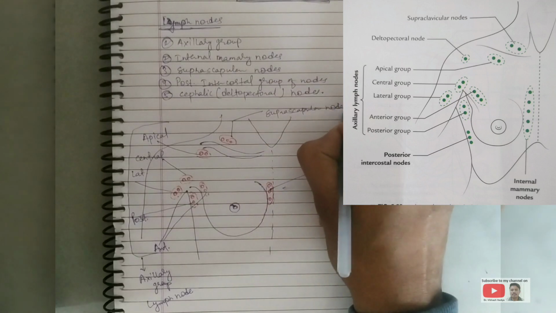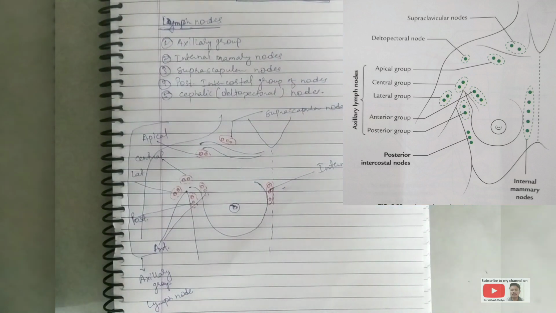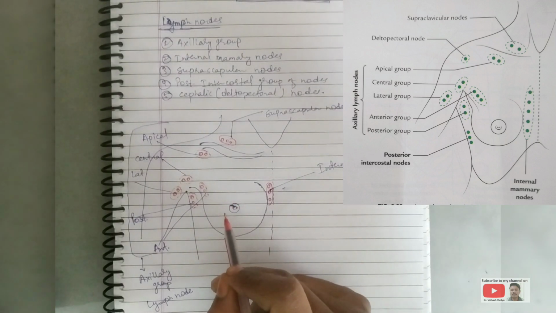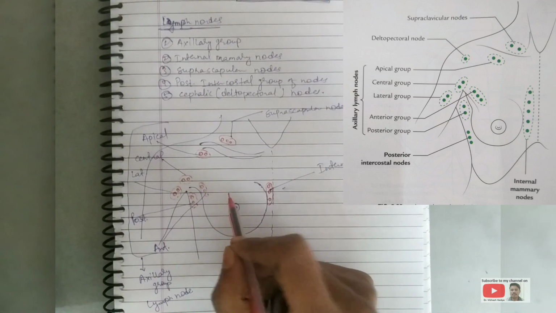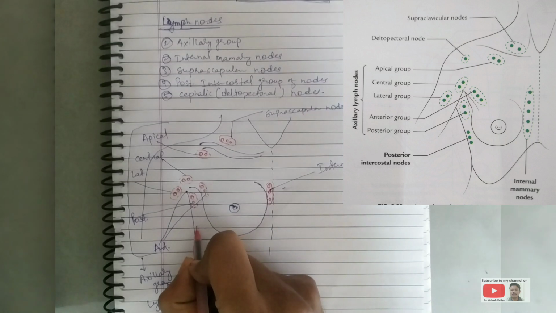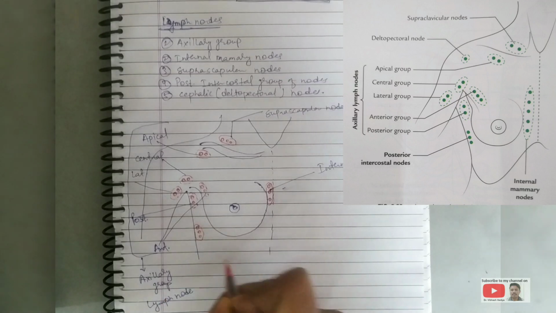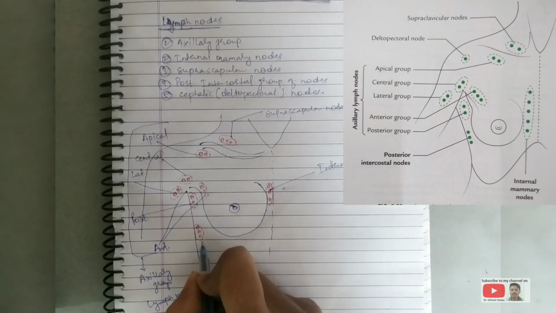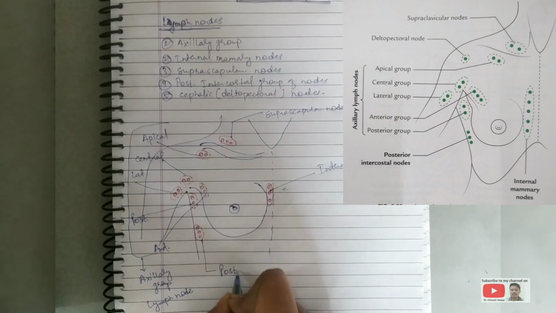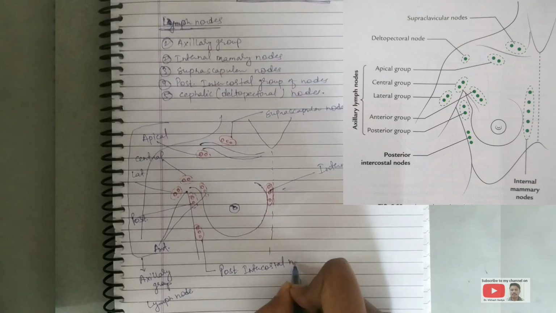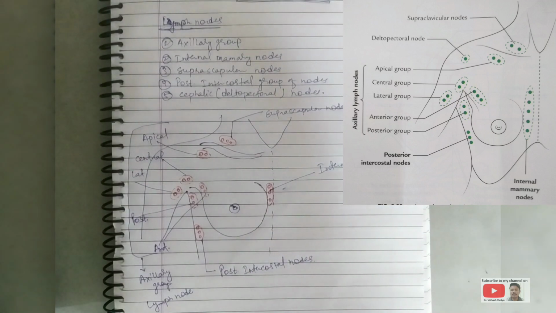Okay, then we have the posterior intercostal nodes. The posterior intercostal nodes lie in the posterior part of the intercostal space. Okay, so here you can see this is the posterior part of the intercostal space. So here we have the location of the posterior intercostal lymph nodes. So these are the posterior intercostal nodes. Then the cephalic or deltopectoral group of lymph nodes.